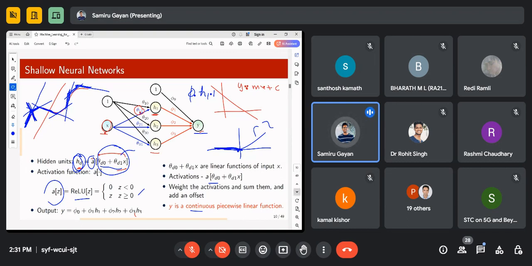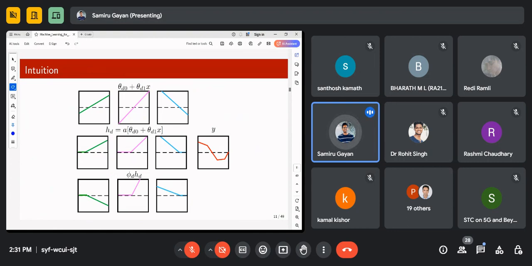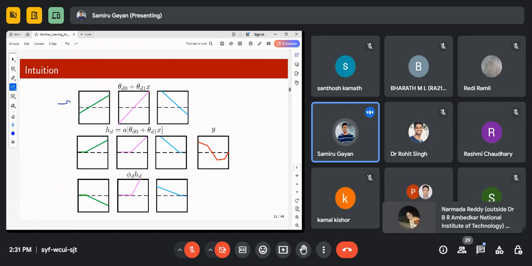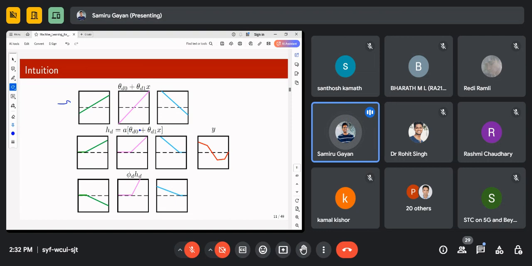We'll see it as an example in this diagram. This is the input to the hidden unit. We have three paths. In each path we get a linear function, which we can represent like this. Now this linear function will undergo the activation function. So at these points it will be broken like this. Since when it goes beyond zero it returns zero, this side is flat. So these are the activations.